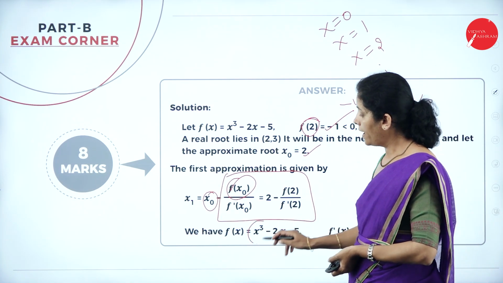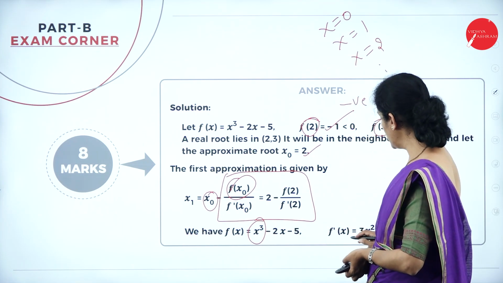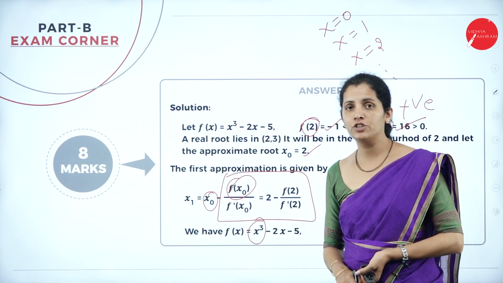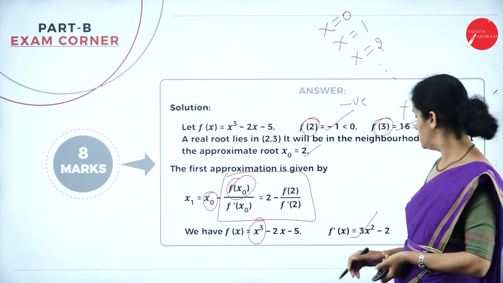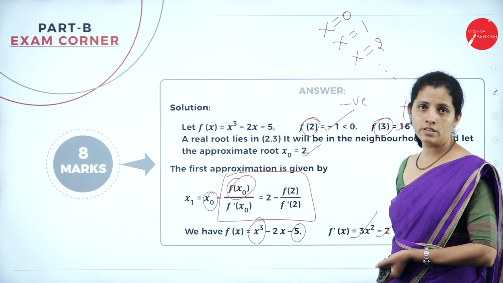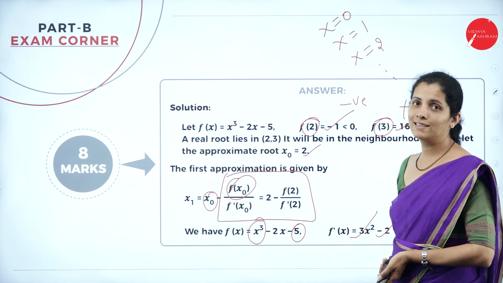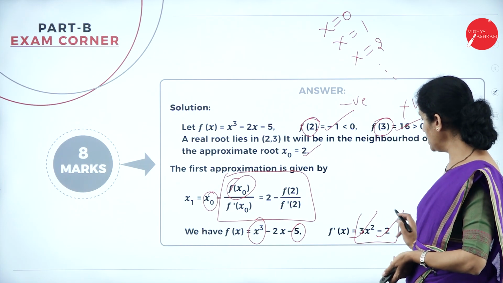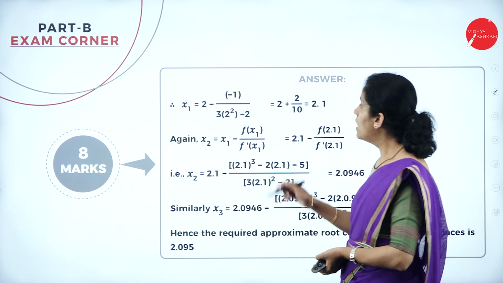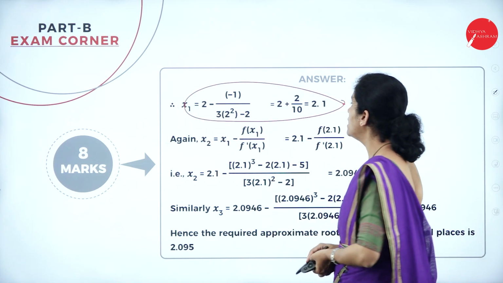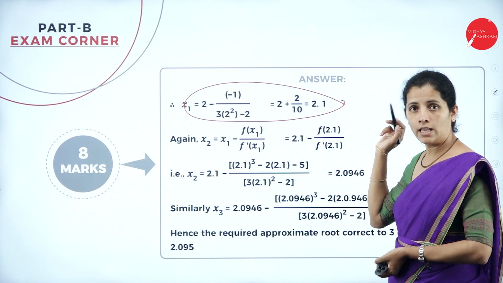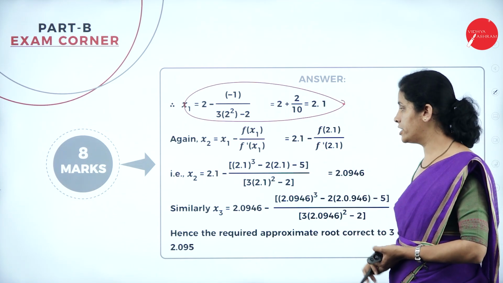So here x cube will become 3x square, minus 2 into the differentiation of x. x is nothing but 1, so I'll get 2. Minus 5 is a constant, and differentiation of a constant is nothing but 0. So I'm getting 3x square minus 2. Now I'm going to substitute all the values and I'm getting the answer 2.1, and this is the x value for my next iteration.